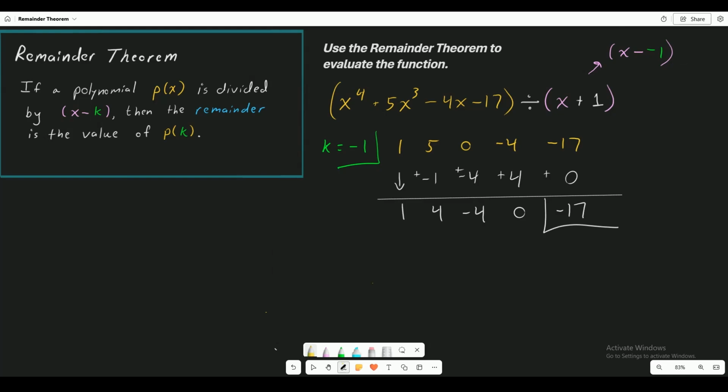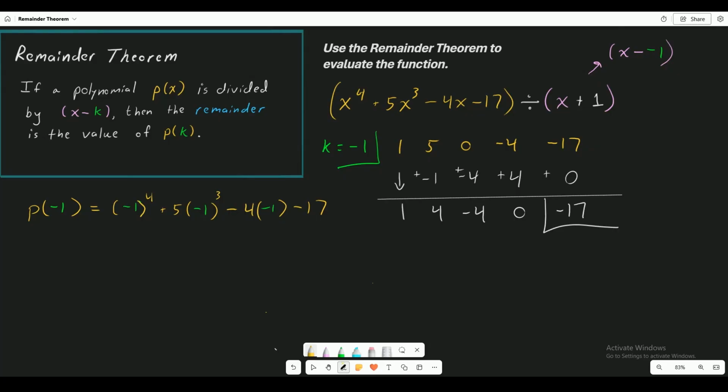Let's calculate it to make sure. I'm going to do it off to the side under the remainder theorem. So P of negative 1 is equal to negative 1 to the 4th power plus 5 times negative 1 to the 3rd power minus 4 times negative 1 minus 17. Anytime you raise a negative to an even power, it becomes positive.